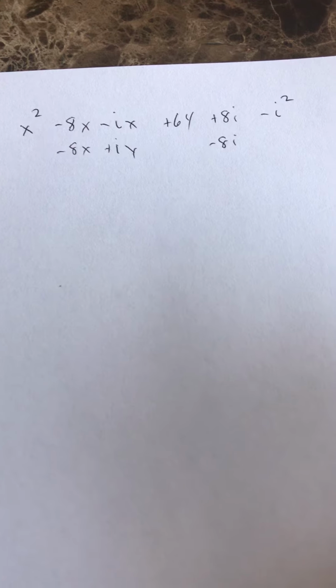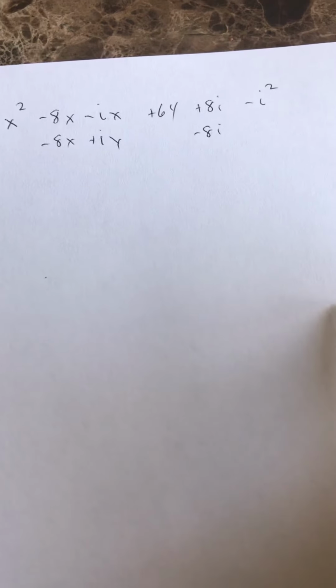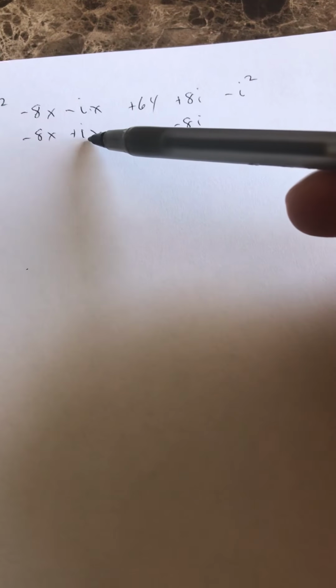Now what you should note is everything that has an i is going to go away. So this negative ix and this positive ix are going to cancel themselves out. The same thing with this 8i and this negative 8i. And remember, the i squared is equivalent to negative 1. So this is like minus a negative 1, so this becomes a plus 1.